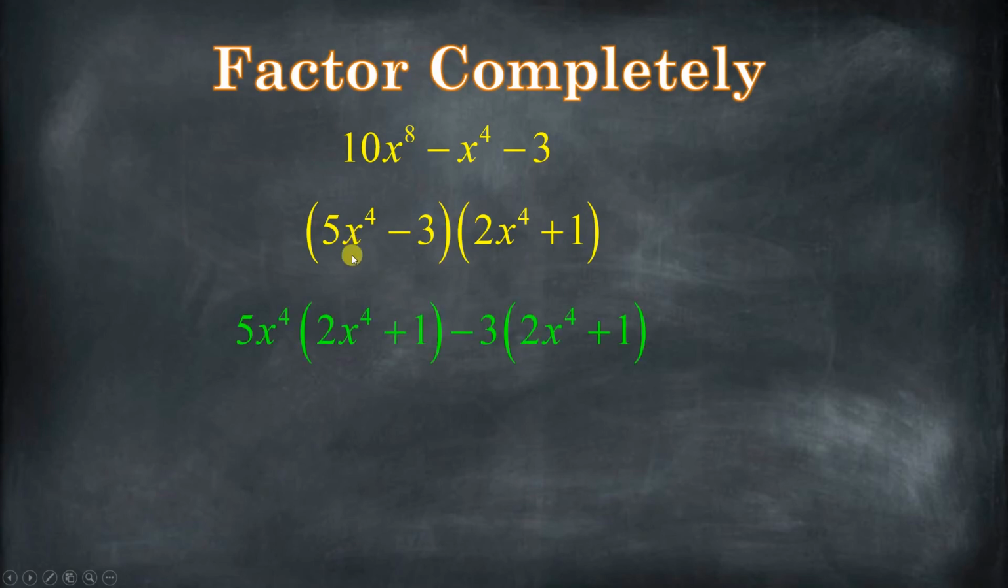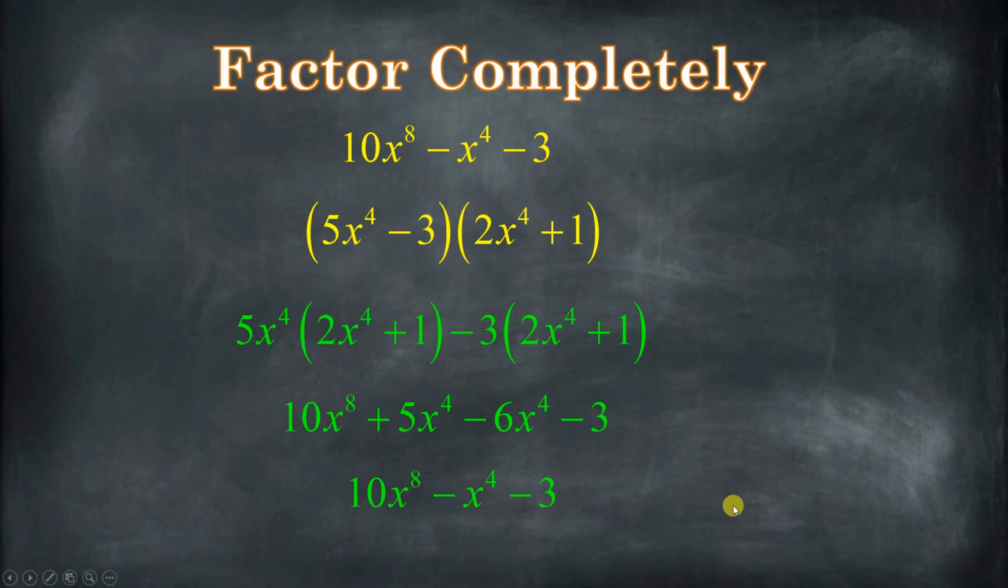If I were going to check it and I'm going to multiply this out, I'd multiply 5x times this, and then minus 3 times this. If I'm not going to use my FOIL shortcut, do you see? That's what I have here. If you distribute, that's 10x to the 8th. That's good. Plus 5x to the 4th. Minus 6x to the 4th. Well, 5x to the 4th minus 6x to the 4th, that's negative 1 x to the 4th. And then minus 3. Do you see? So boom, we are done.